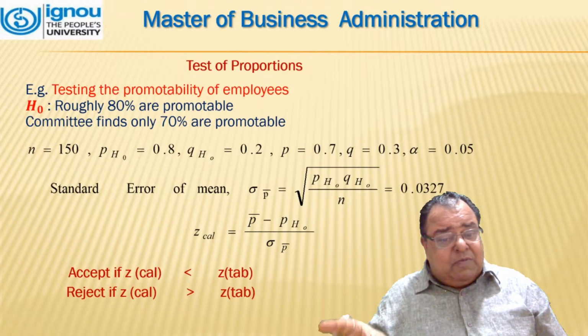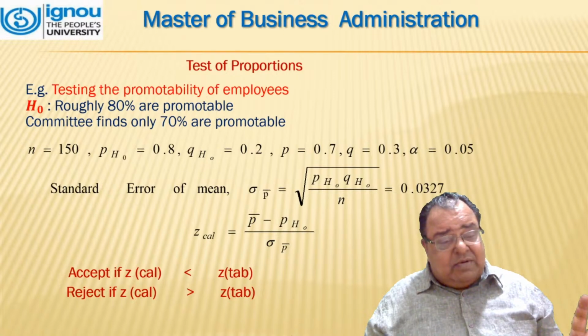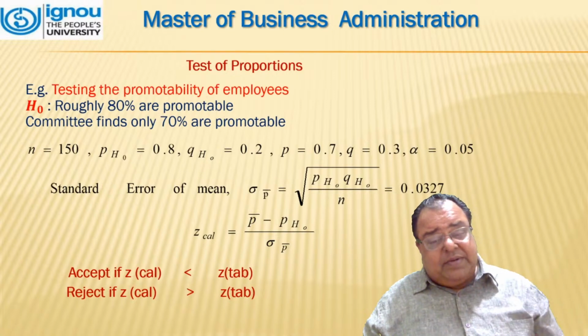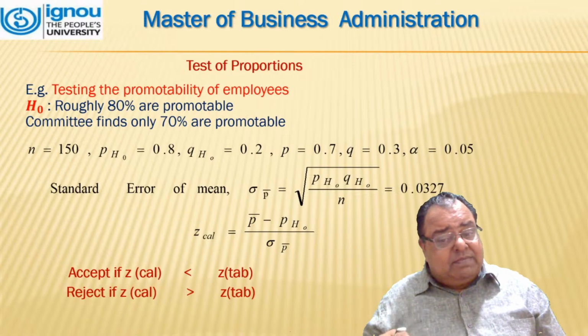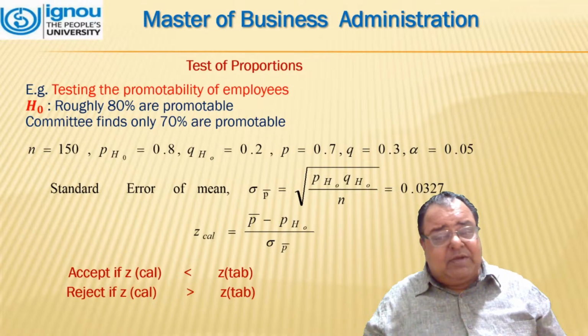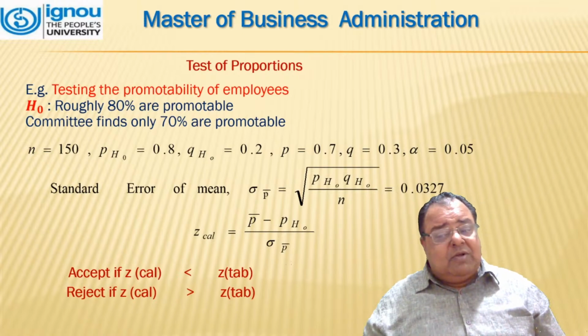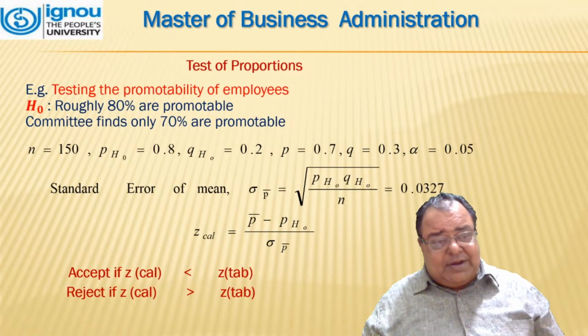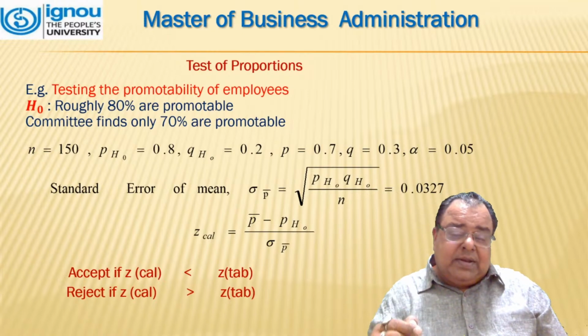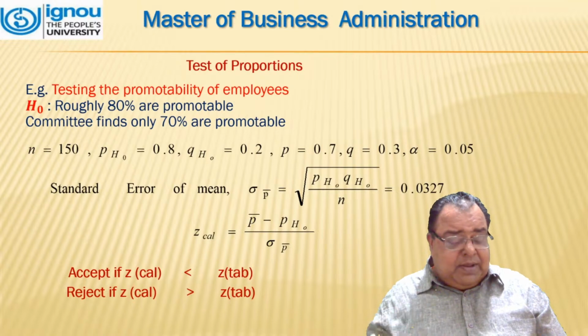Alpha is equal to 0.05. We have to find the standard error, that is sigma P bar, which is equal to under root P H naught Q H naught upon N. We have all the values, and we find it to be 0.0327. Now we have to calculate Z calculated, that is P bar minus P H naught upon sigma P.